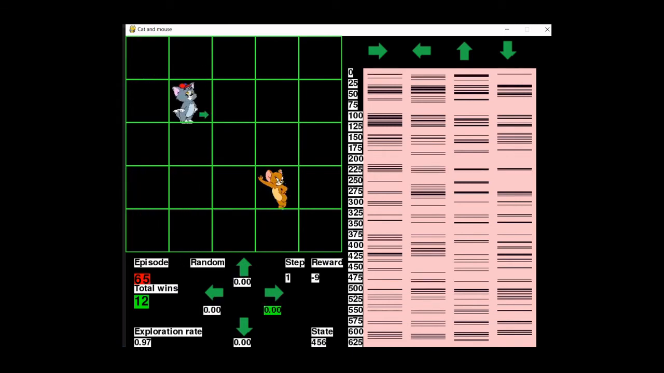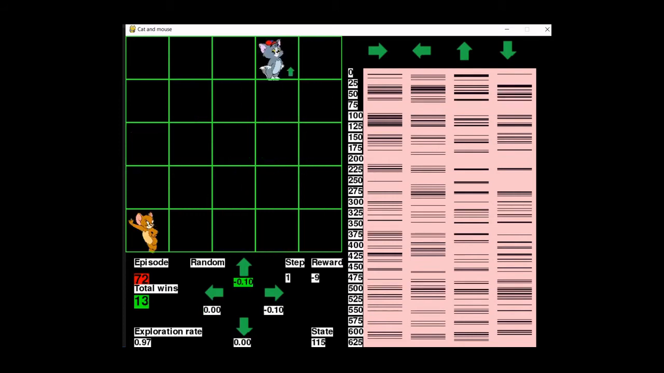Notice that the Q values would initially go negative, and once the agent starts winning, the Q values would start becoming positive, guiding our agent for the best possible action to take.